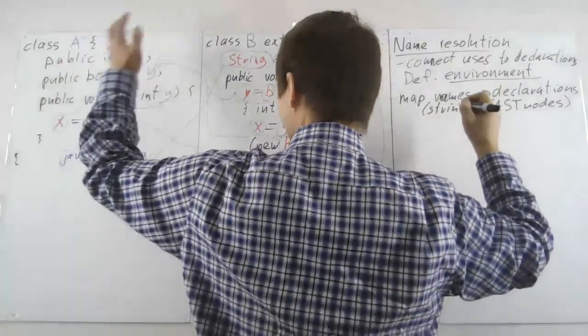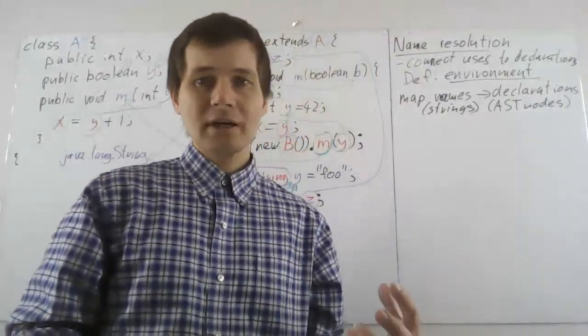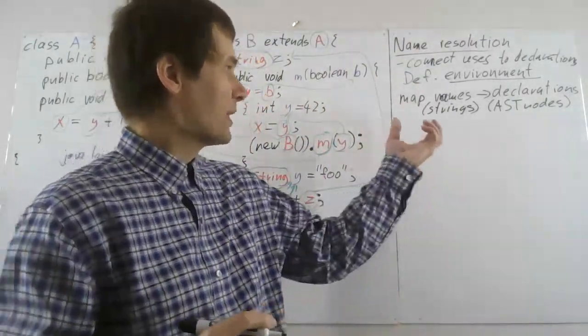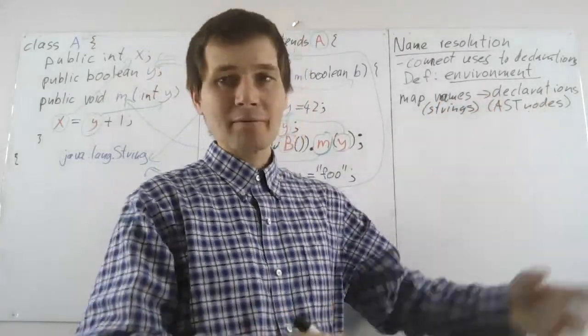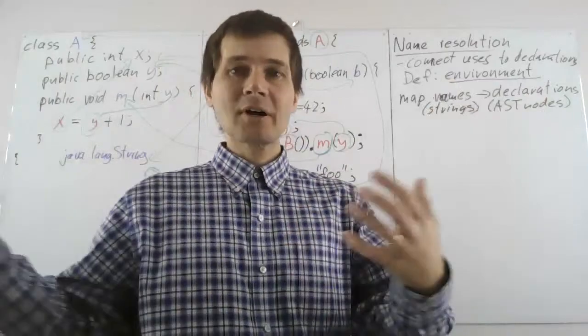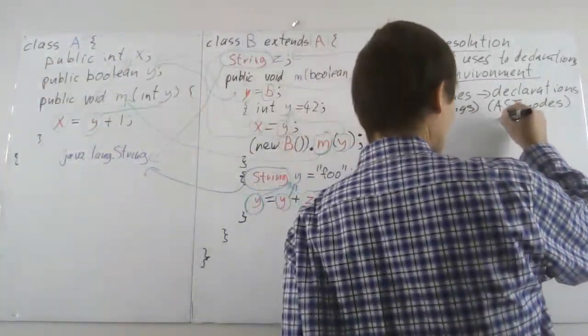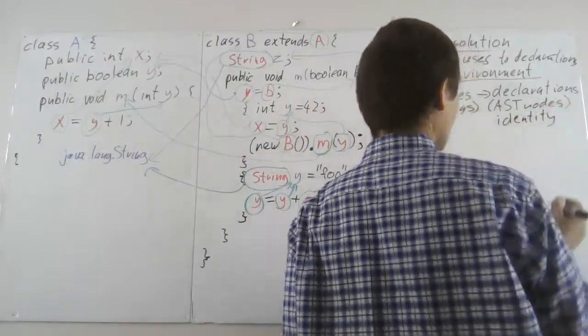Right, like X and Y and A, to AST nodes. It doesn't have to be AST nodes. The point is I want to map the names to some data structure that represents the identity of a concept, like a field or a method. So I guess the key word here is identity, right?